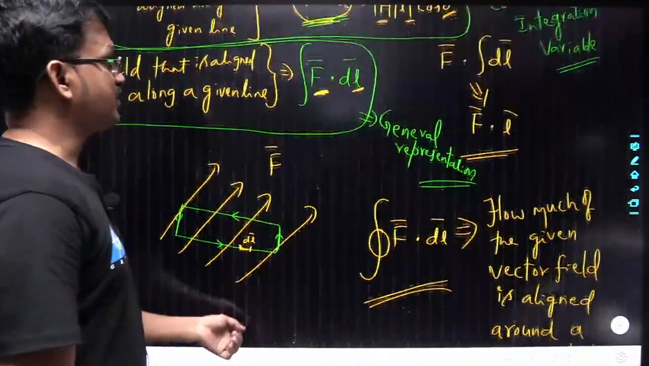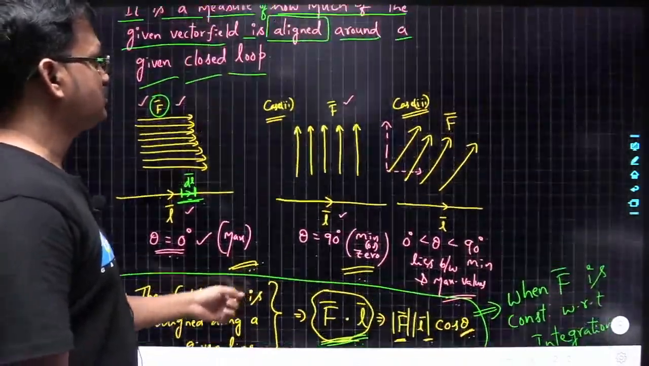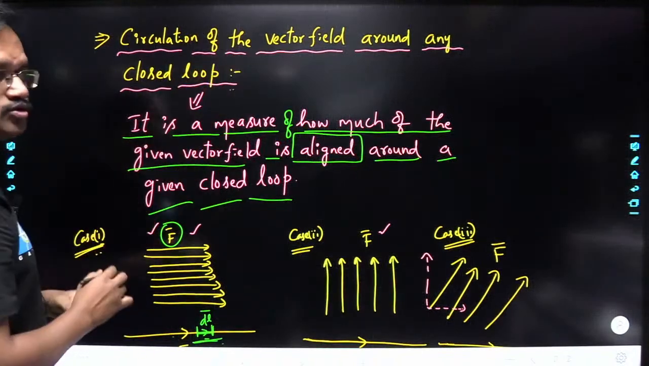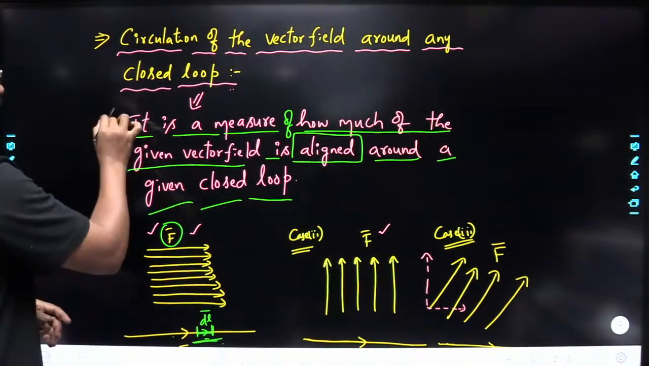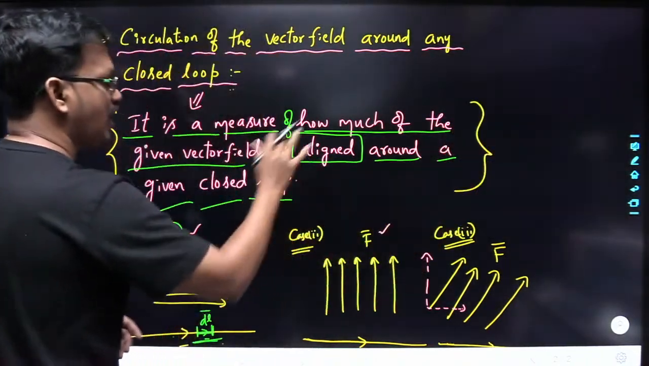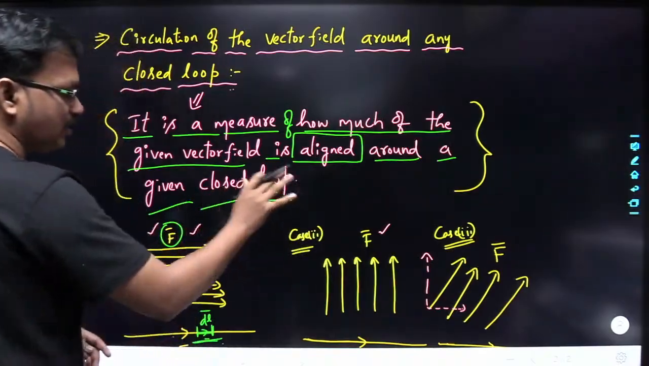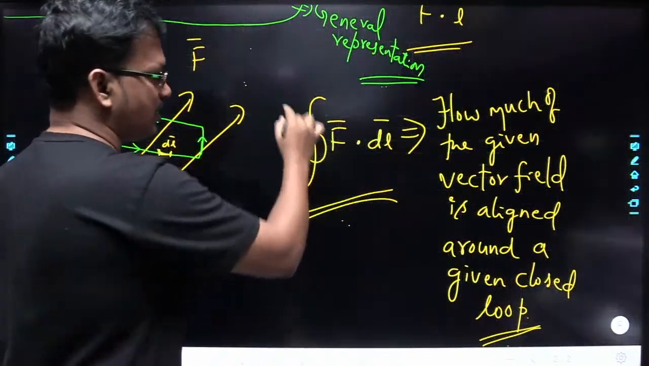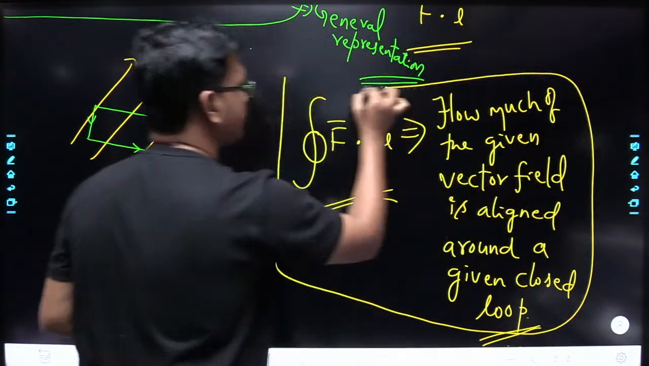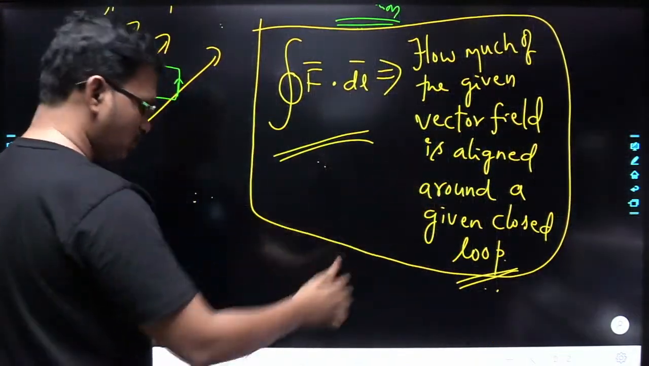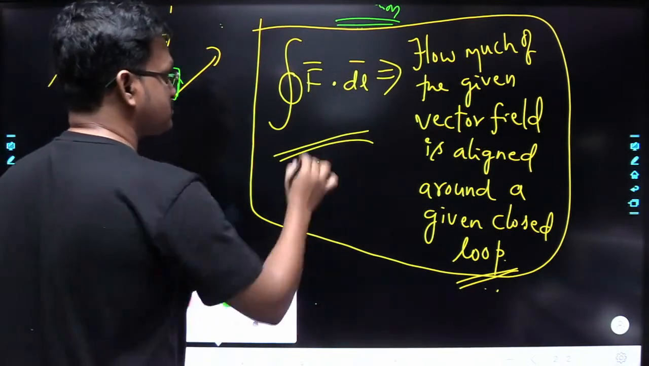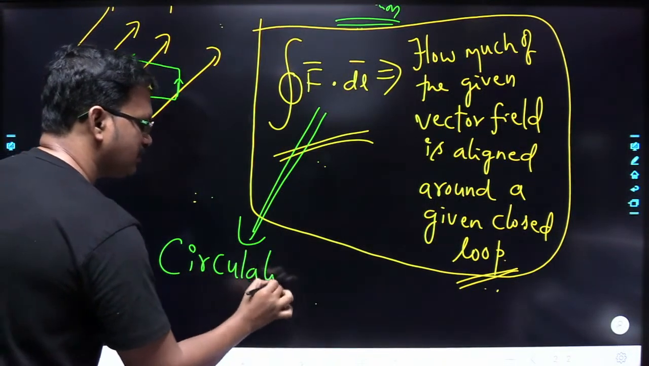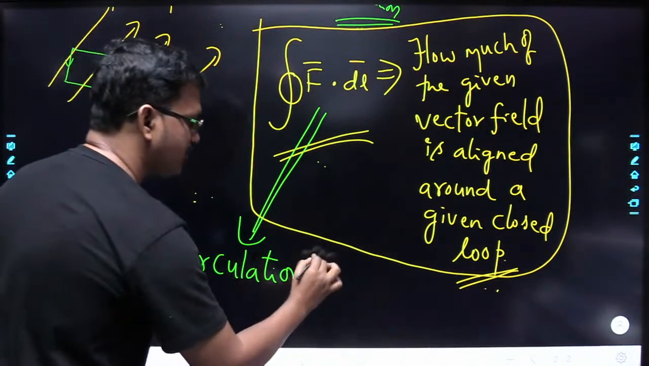Initially I have given one definition here. What do you mean by circulation of the vector field around any closed loop? It is a measure of how much of the given vector field is aligned around a given closed loop. So the closed loop integral of F bar dot dl bar is nothing but how much of the given vector field is aligned around a given closed loop. We call this expression the circulation of the vector field.